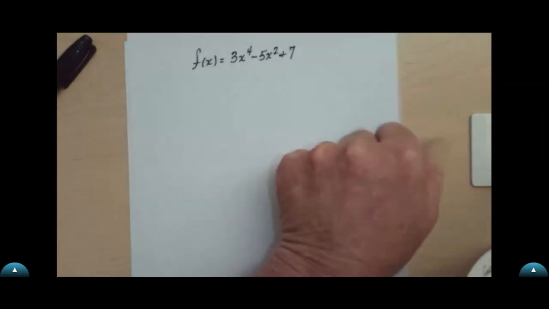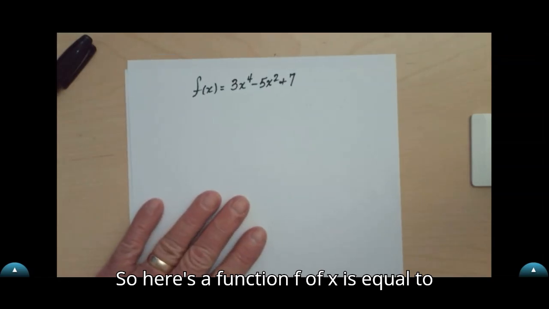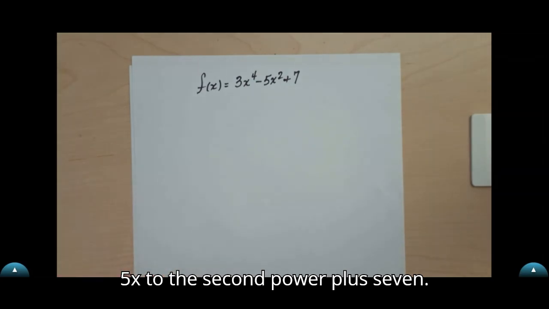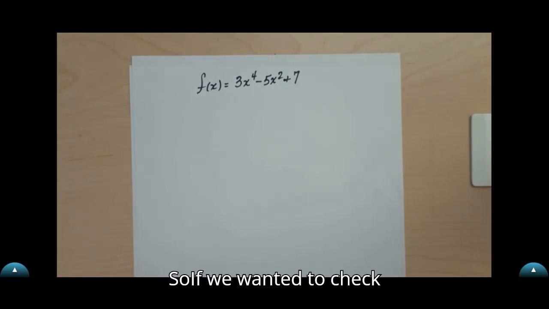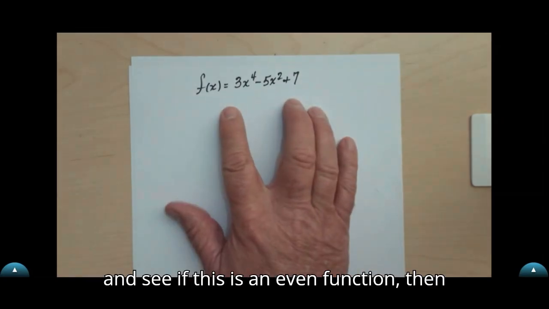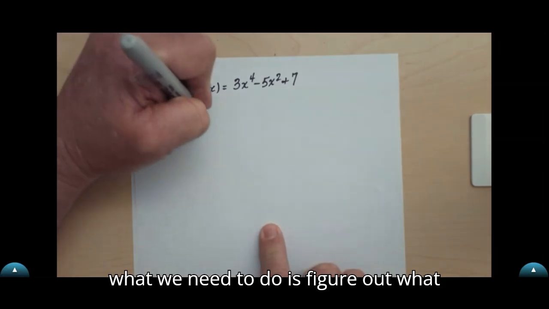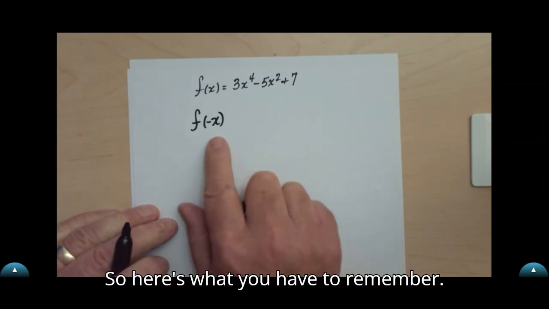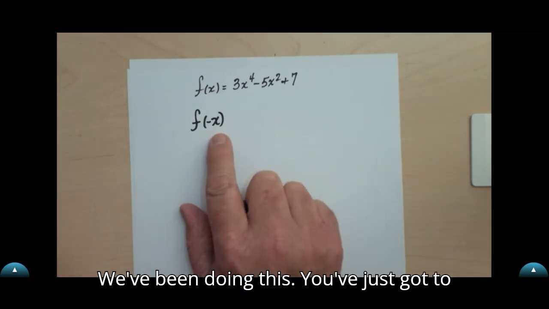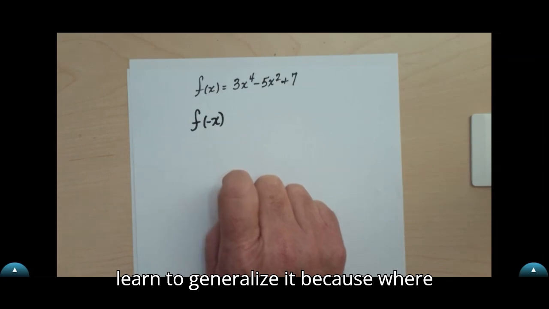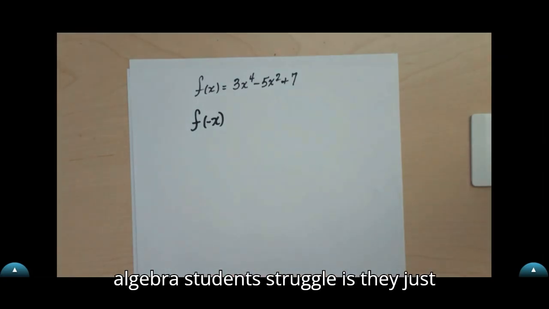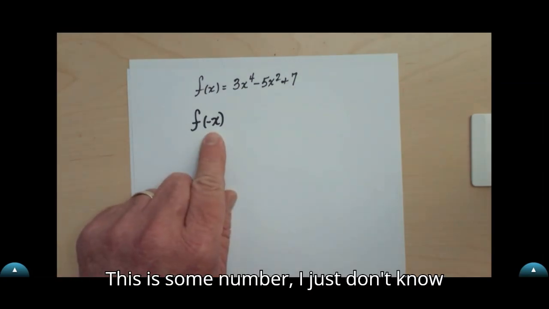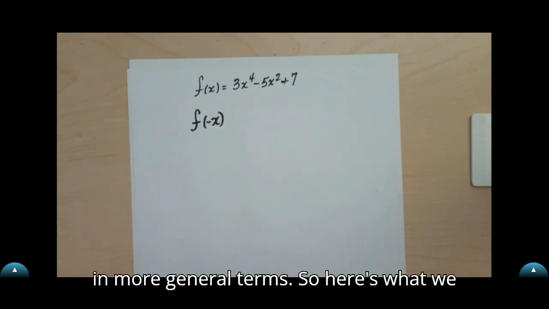So here's a function. f of x is equal to 3x to the 4th power minus 5x to the 2nd power plus 7. If we wanted to check and see if this is an even function, then what we need to do is figure out what f of negative x looks like. So here's what you have to remember. You just got to learn to generalize it, because where algebra students struggle is they just want to think about numbers. This is some number, I just don't know what the number is. You've got to think in more general terms.